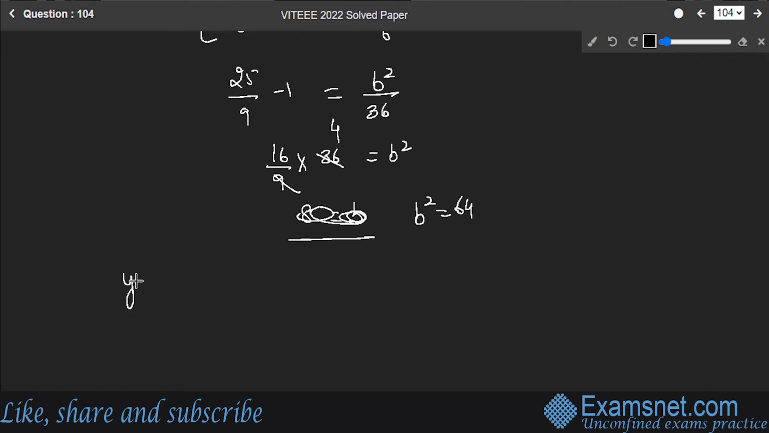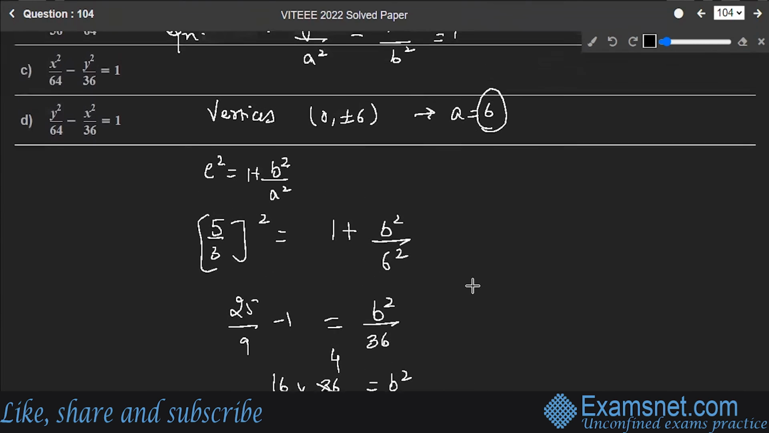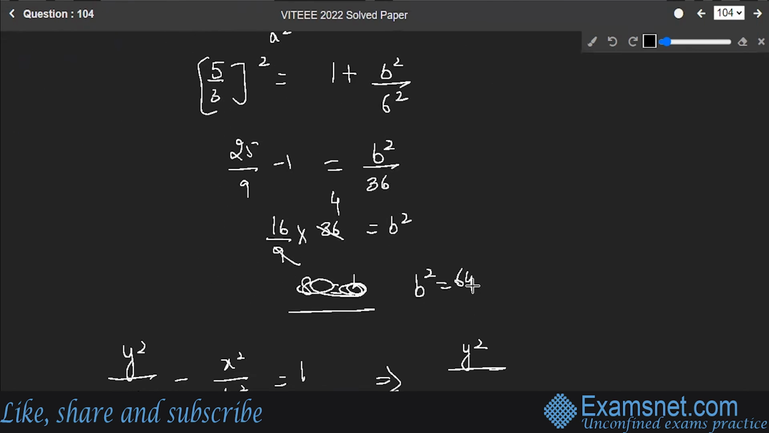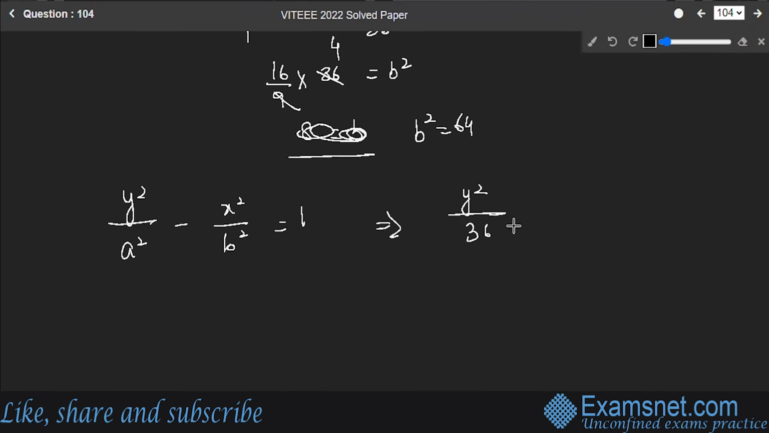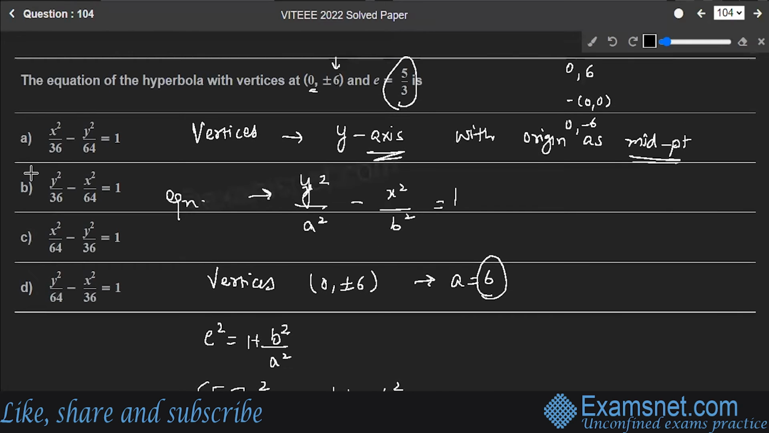Now, what does the equation of the hyperbola become? This was y square upon a square minus x square upon b square is equal to 1. So the equation of the hyperbola becomes y square upon 36 minus x square upon 64 is equal to 1. This is the equation and you have option B as the answer.